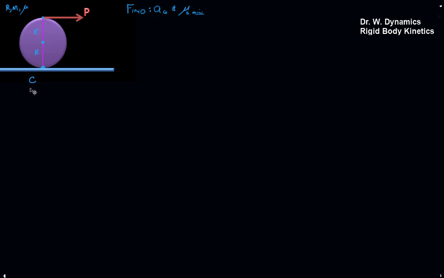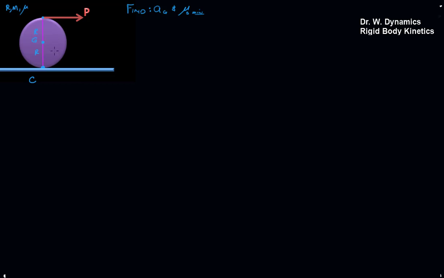Here we have a wheel or a disc of mass m and radius r, and there's a force P applied at the top, and it's going to cause the wheel to roll forward. And we're asked to find the acceleration of the center of the wheel, g, and the mu s minimum to keep it from slipping.